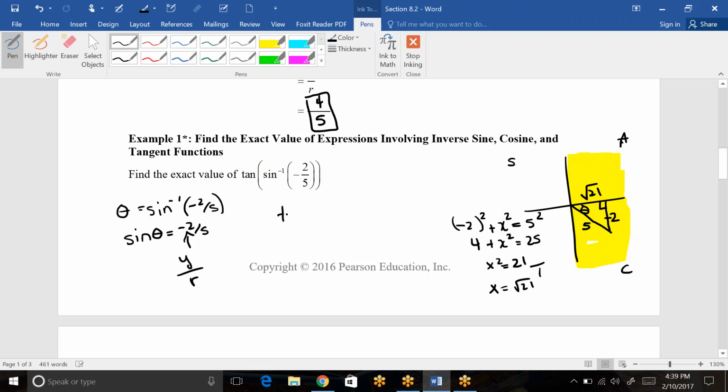So then we're supposed to do tangent of that theta information that we have. So here's our theta. So tangent of theta is, remember, opposite over adjacent. So that's negative 2 over the square root of 21. And we have to rationalize that. So multiply top and bottom by square root of 21. So my final answer to this big thing is negative 2 square root of 21 over 21.